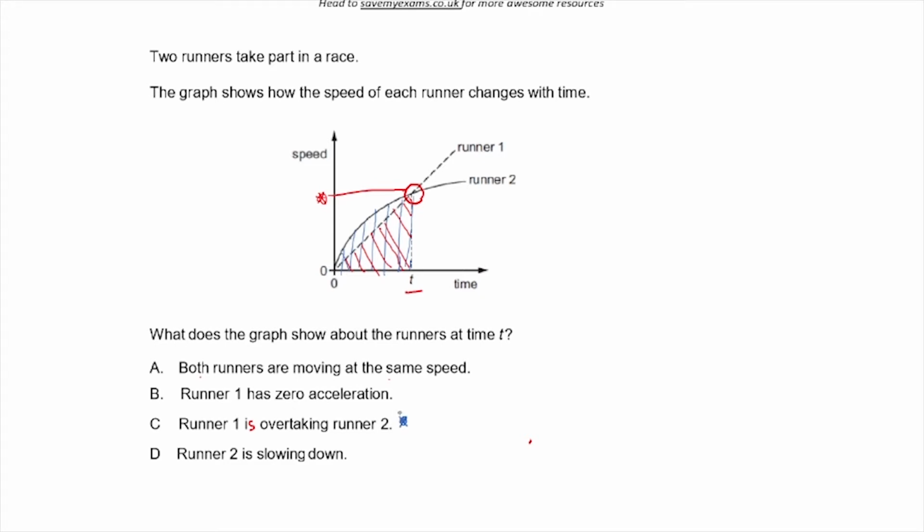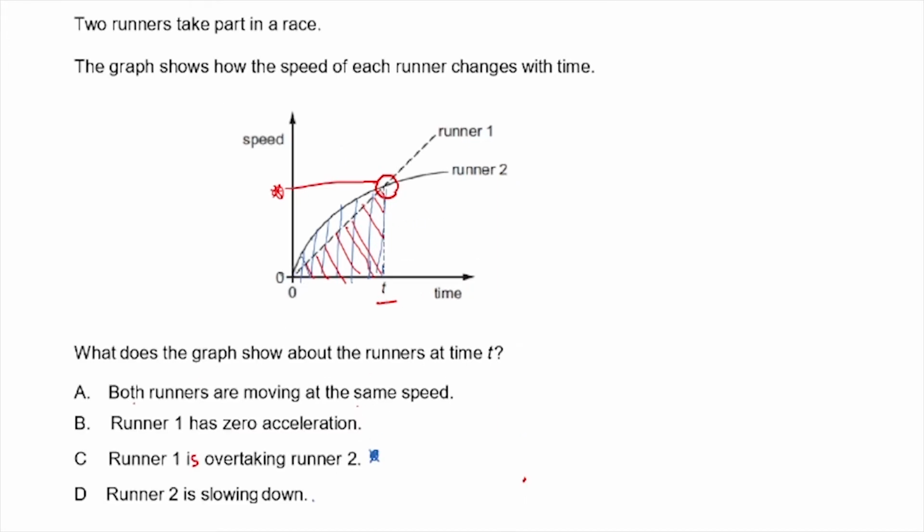Runner 2 is slowing down. That is part D now. If you look at the speed here, this is the speed graph, it's increasing throughout for runner 2. As he's moving, the graph shows that as it progresses, his speed keeps increasing. However, his acceleration keeps reducing, but not his speed. So D can't be correct. So our answer is A. Both runners are moving at the same speed.